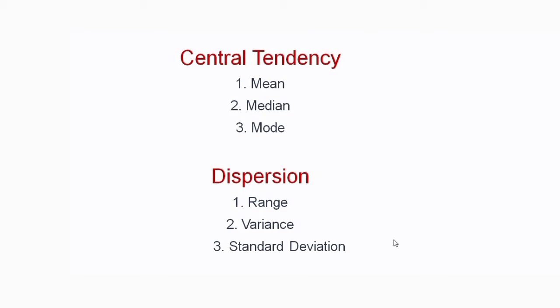Descriptive statistics consists of central tendency and dispersion. I think you may be familiar with these words: mean, median, mode in central tendency. Dispersion is range, variance, standard deviation. There are many other things in dispersion, but these six words are the most important things that we need in descriptive statistics. Central tendency, as the name tells us, tells about the data, what the data represent. Dispersion is how the data is distributed.